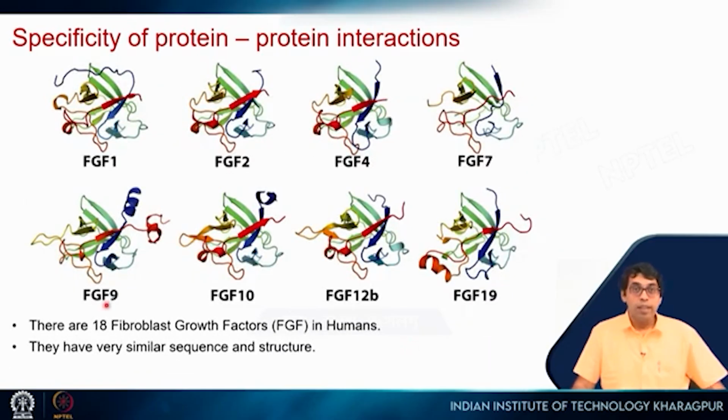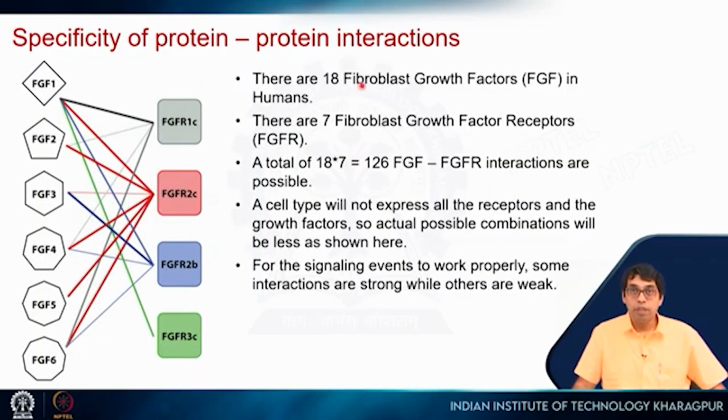Now it turns out that there are 18 different FGFs in humans and they are of very similar sequence and structure. You can see some of the structures shown here and they look very similar. They have very similar beta strands and some alpha helical turns. So there are 18 FGFs and 7 receptors. If we consider all possible combinations, 18 of these growth factors can bind to 7 of the receptors, resulting in 126 different types of interactions.